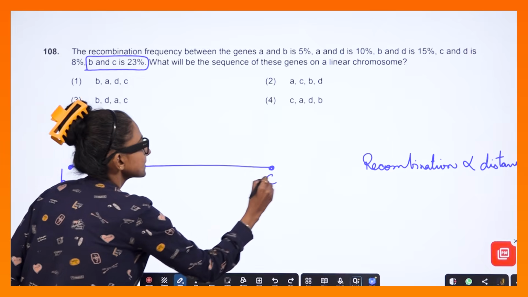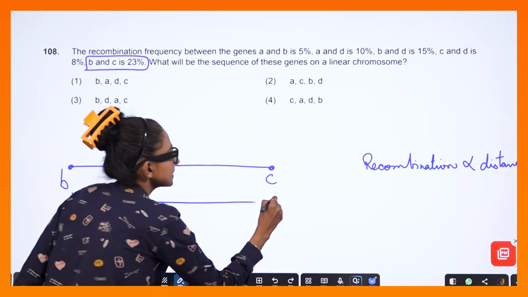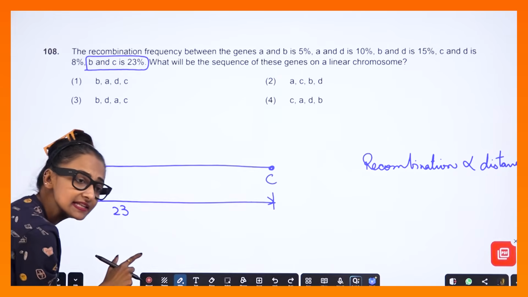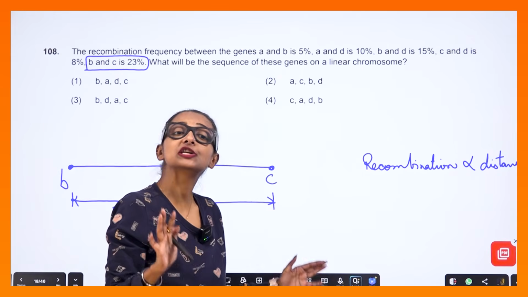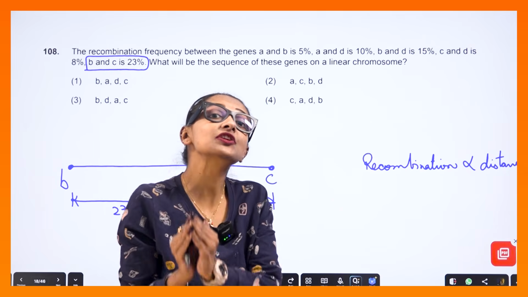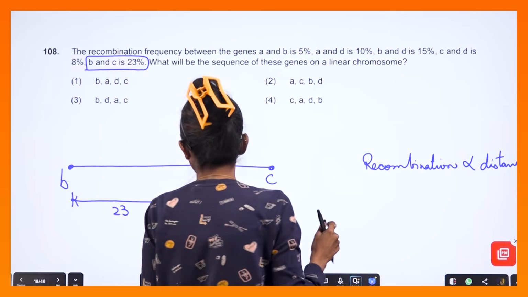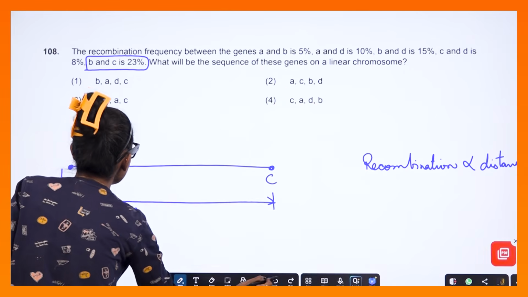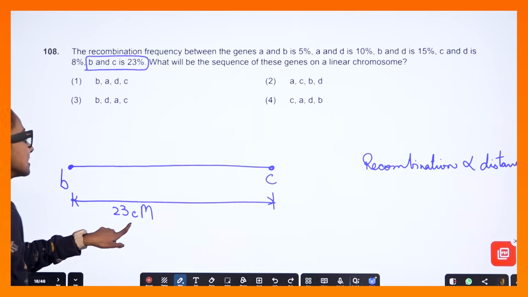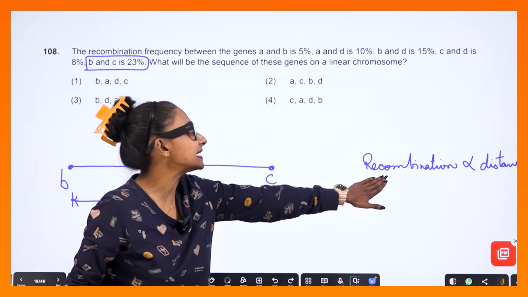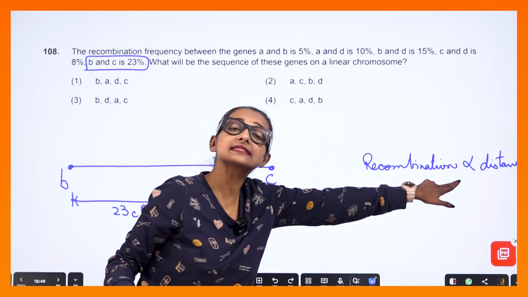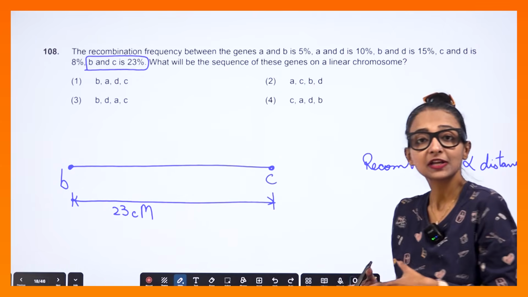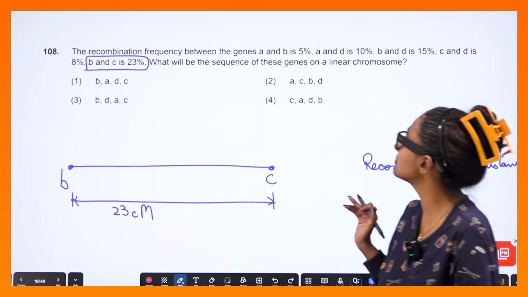So if I take BC as 23% recombination, that means 23 centimorgan is the distance between them. Centimorgan is the unit of distance. Why? Because distance is directly proportional to recombination. So 23% recombination is equal to 23 centimorgan.